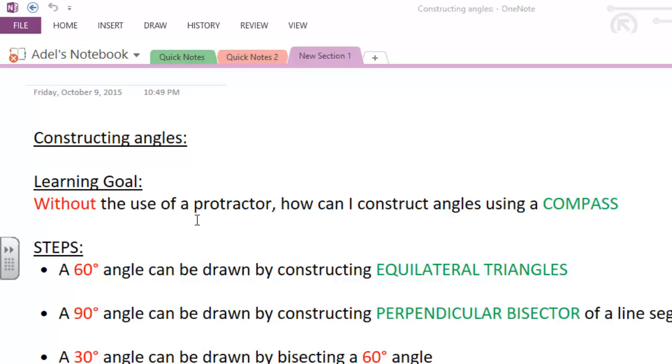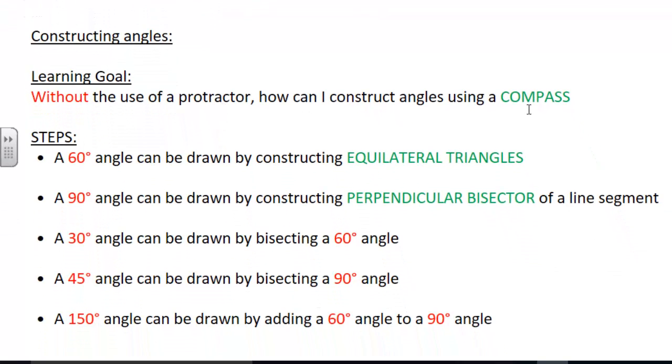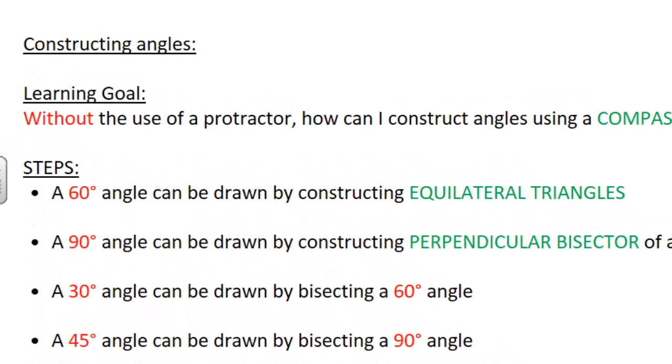If you want to use a protractor, it's only to check the result, to check if you did a good job or not. But you cannot use a protractor to construct the angle. We need to use only the compass. So let's start with our first example. How can I construct a 60-degree angle?